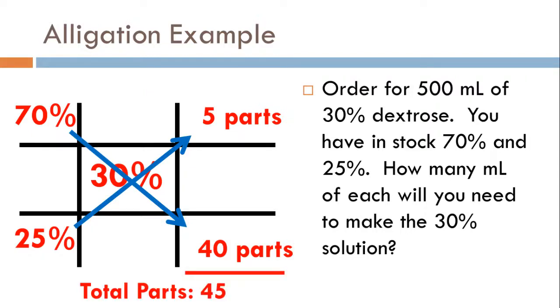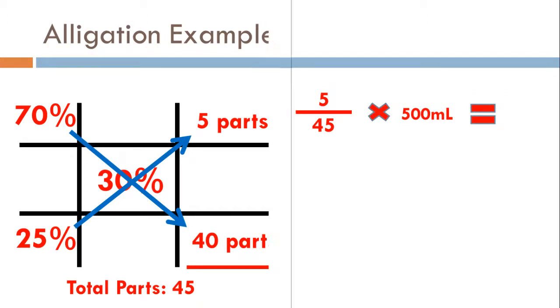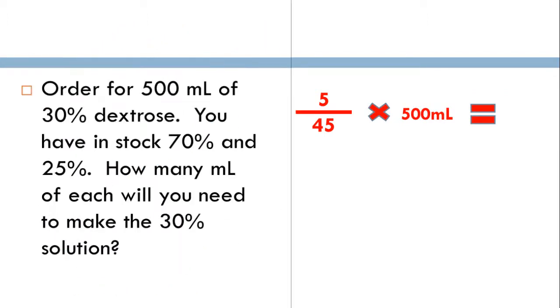Total parts we're going to have is 45 parts. Now that we know we have 5 parts of the 70%, 40 parts of the 25%, and 45 total parts just by adding that right column together, I can move on to the next step. I have 5 parts out of the total 45. I'm going to multiply that times the 500 mils asked in the original question. If you'll remember, the original order said 500 mils.